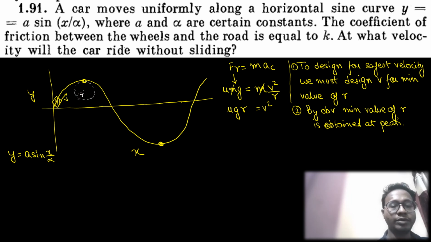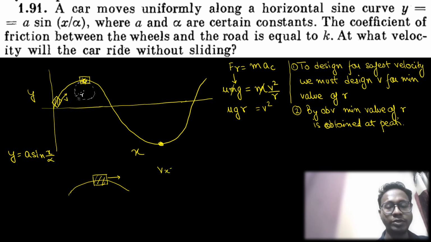Now when the car is out here, I'm drawing this entire diagram. At the topmost point, when the car is here, what is the x component of velocity?